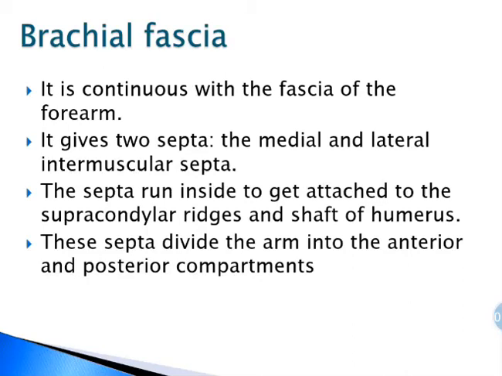In the arm, it gives two septa, the medial and lateral intramuscular septa. The septa run inside from outside, that is enclosing the arm, to get attached to the supracondylar ridges and the shaft of humerus. Thus, the septa divide the arm into anterior and posterior compartments.